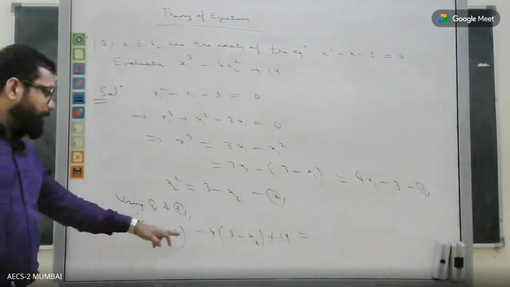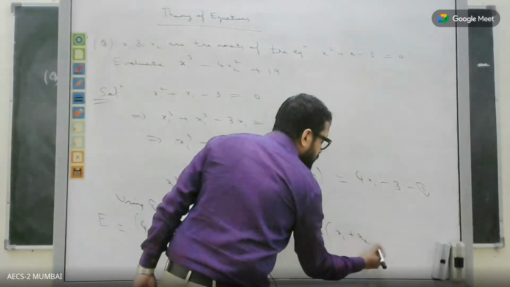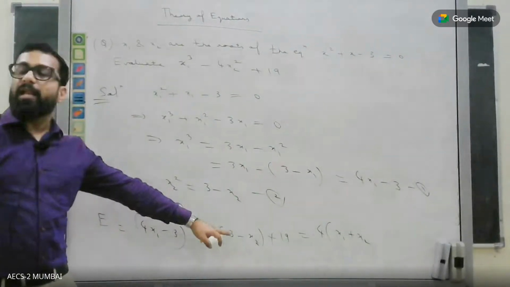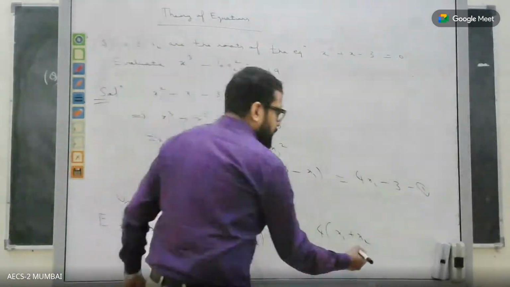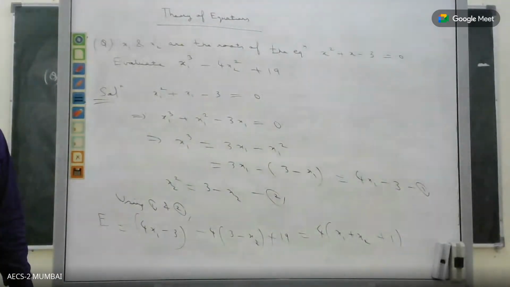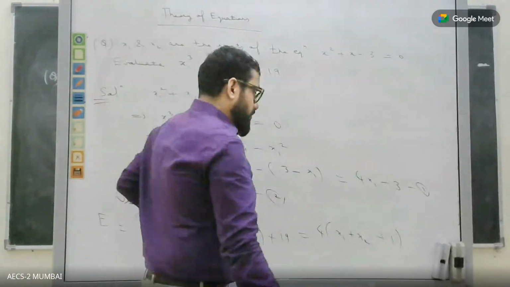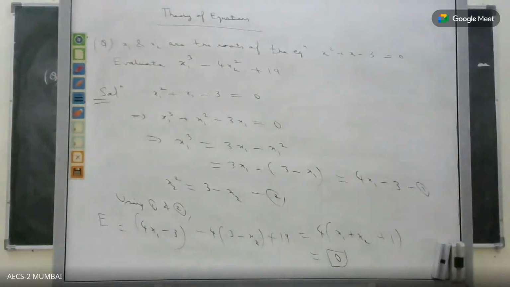Correct? 4x1 plus 4x2. That means 4 times x1 plus x2. Minus 3 minus 12 minus 15 plus 19 plus 4. ये आएगा? Right? What is the value of x1 plus x2? Minus 1 है ना? Is this solution clear to all of you? Any doubts, anyone?